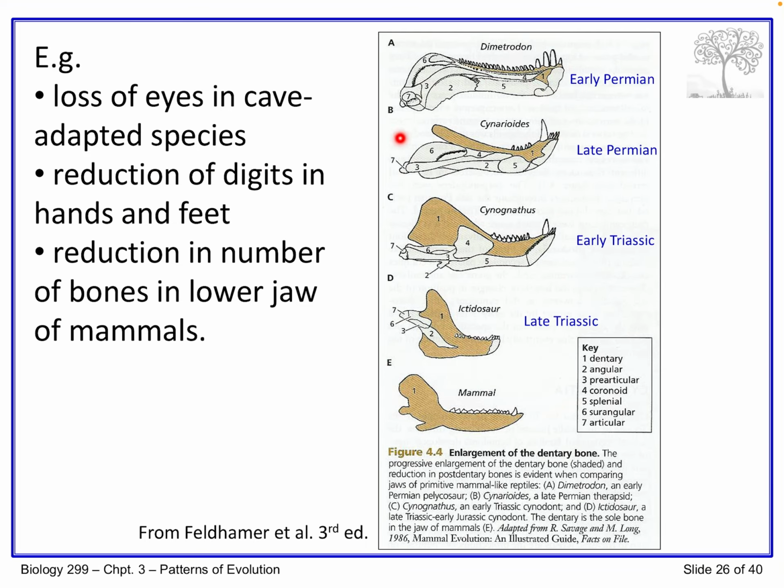Here we see the reduction in the number of bones in the lower jaw of mammals through time. There's a very clear and very good fossil record going back to species like Dimetrodon, which is an early mammal-like reptile that lived maybe 260 some million years ago. You see 7 different bones that made up the lower jaw. As we go forward in time into their descendants, we see that the number of bones decreases until you get to modern mammals, which just have one, the dentary. All of these other bones have been lost. So that's a really good example of simplification over time.